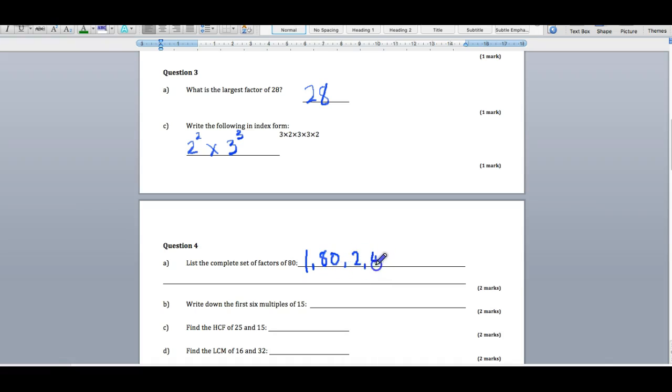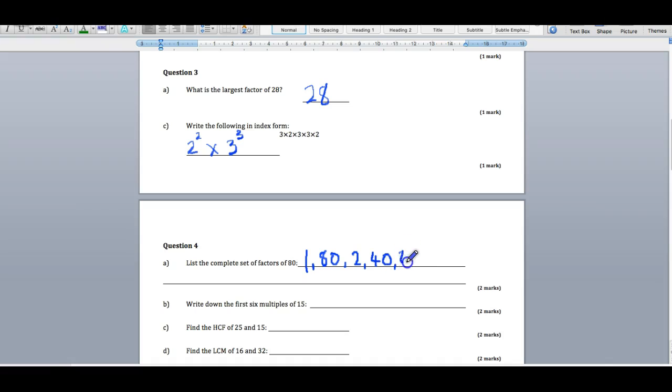2 and 40 is a factor pair. All right, the number 3. 3 doesn't go into 80. The quickest way to remember that is to go to the nearest tens. So you can do 90 or 60 and then think, well, then I can go on multiples of 3.